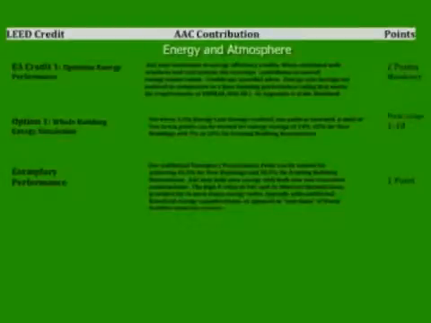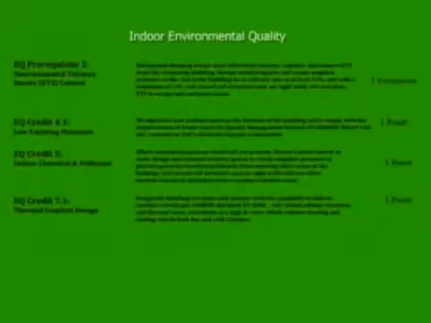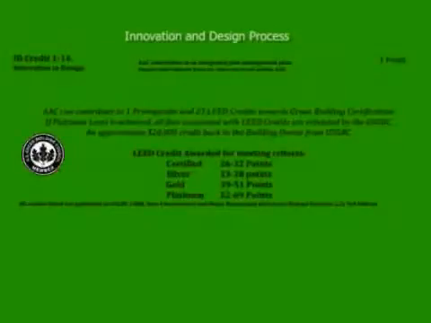The next criterion is materials and resources. The great value of AAC, which is the possibility of being recycled, having the project close to an AAC plant and maintaining parts of an existing structure, can contribute up to 8 points. The next criterion is indoor environmental quality. The unique airtight properties of AAC and its high thermal properties can help you achieve 4 points. The next and last one is innovation and design process.